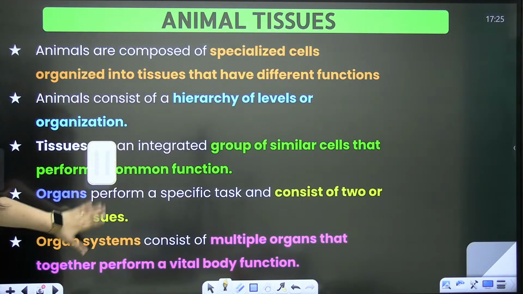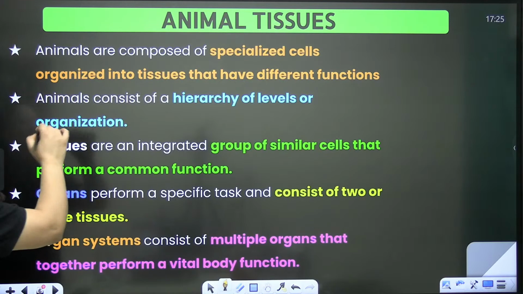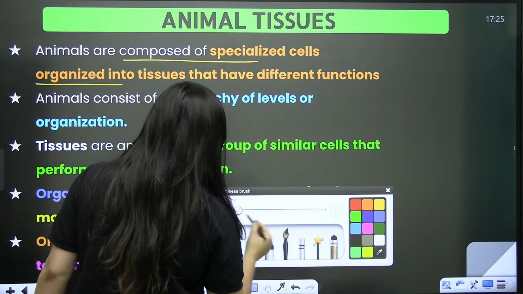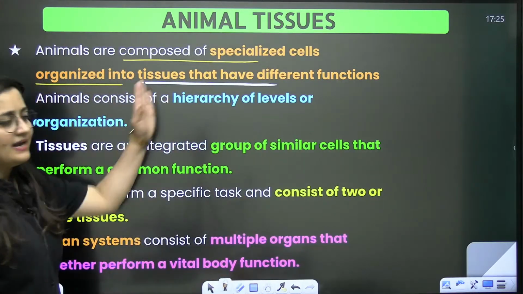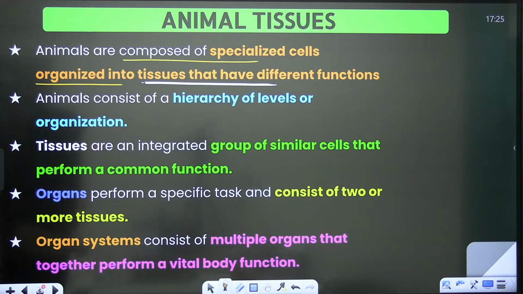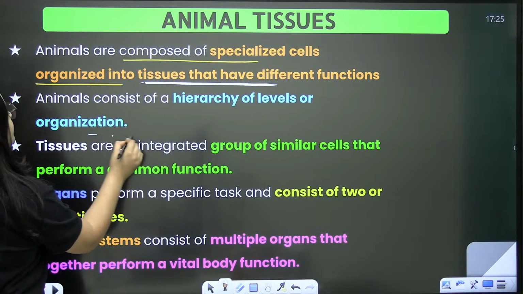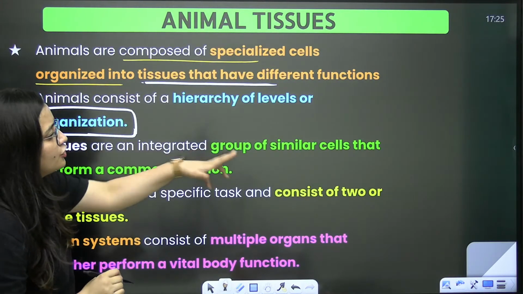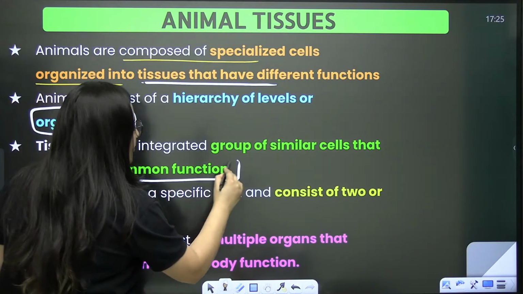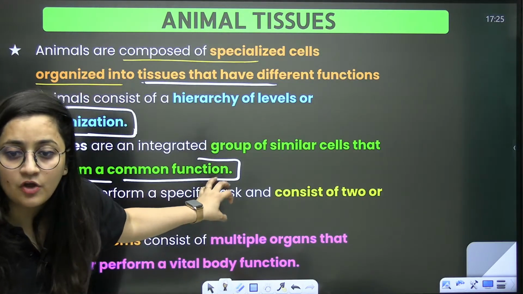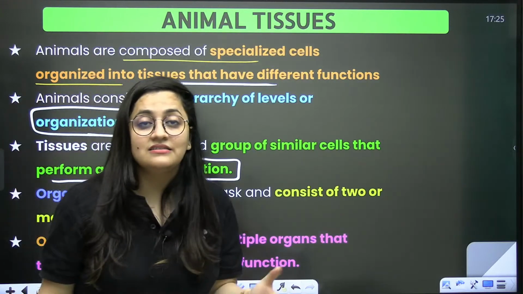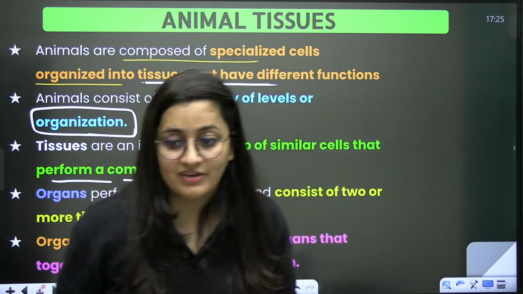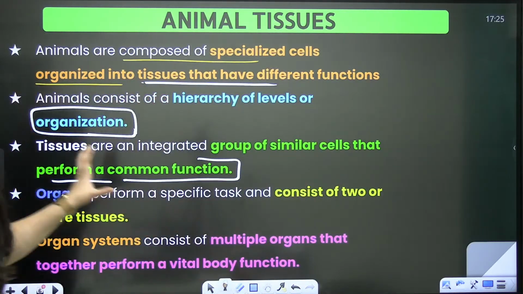So let's revise it from this slide. Animals, as I said, are composed of specialized cells which are organized into tissues that have different functions. Animals consist of hierarchical levels of organization, as I just told you, and tissues are an integrated group of similar cells that perform a common function. In the NCERT also, you can mark that cells can have dissimilar structure and different functions, but the origin should always be the same, bache.